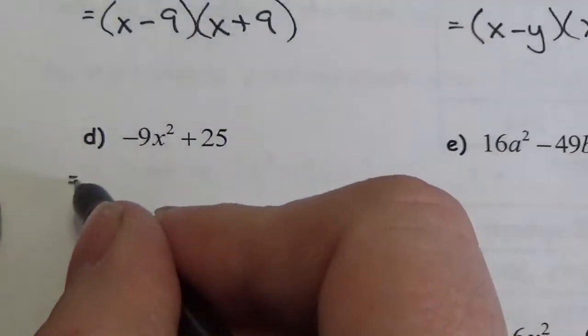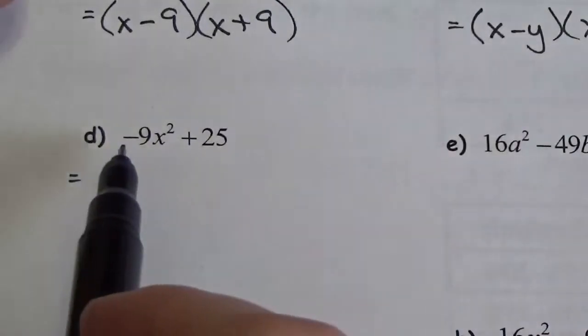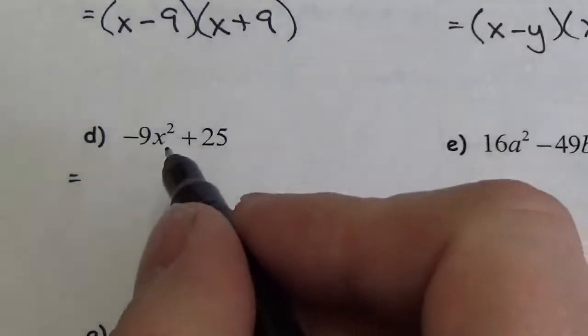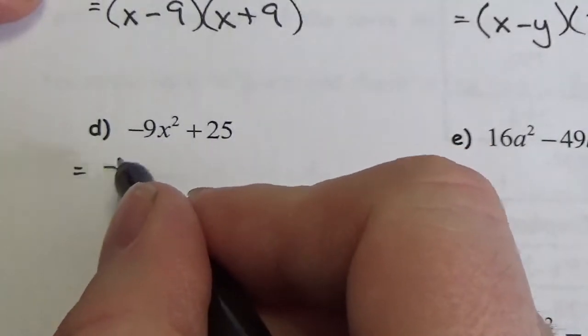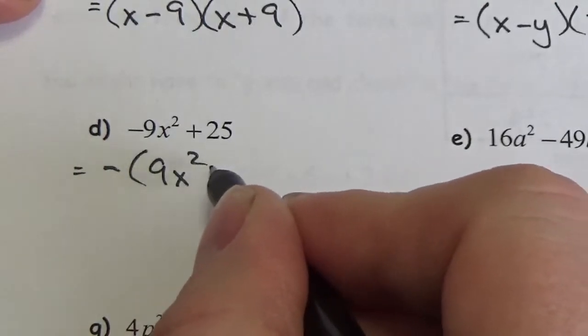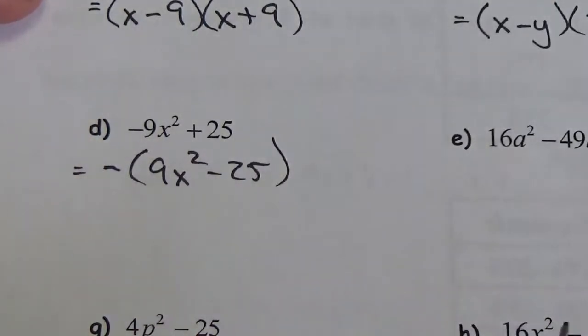Here, okay, well, I'll let you know right now, I don't like having that negative in front there. It looks a little bit weird to me. So I'm going to make this look a little bit pretty. I'm going to factor that negative out, and that's going to change that into 9x squared minus 25. Well, I like that a lot better.